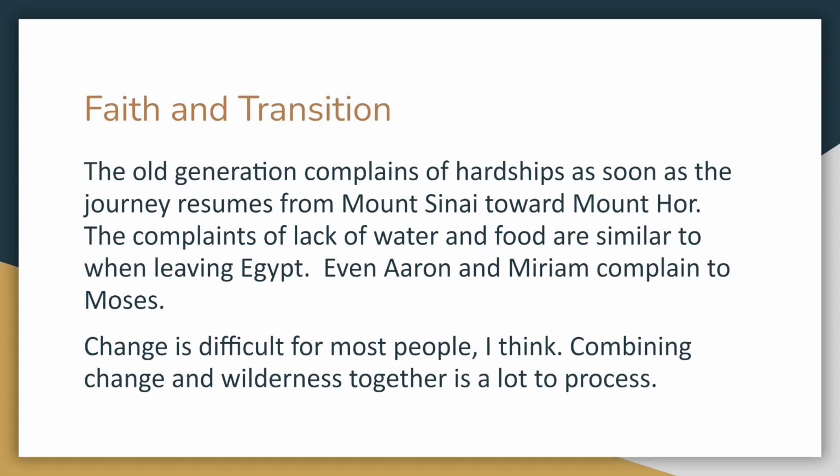The old generation complains of hardships as soon as the journey resumes from Mount Sinai toward Mount Hor. The complaints of lack of water and food are similar to the complaints when they first left Egypt. But even Aaron and Miriam complained to Moses this time. So change is difficult for most people. Combining change and a wilderness together, it's a lot to process. So maybe hardship is something to complain about at this time.